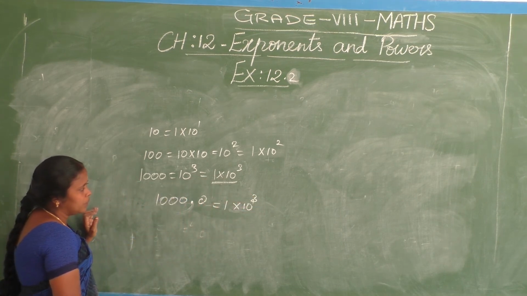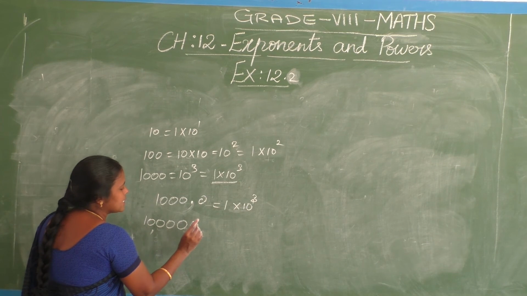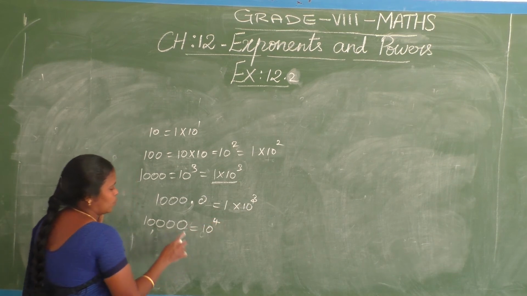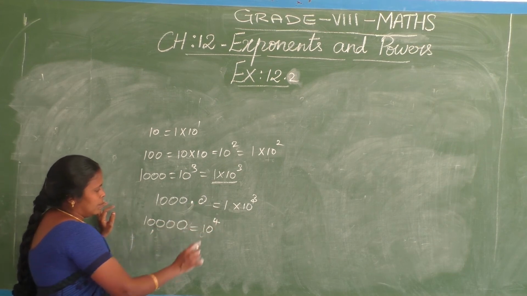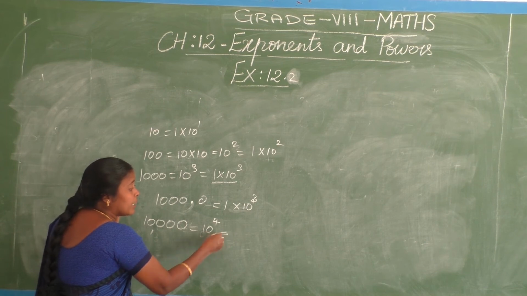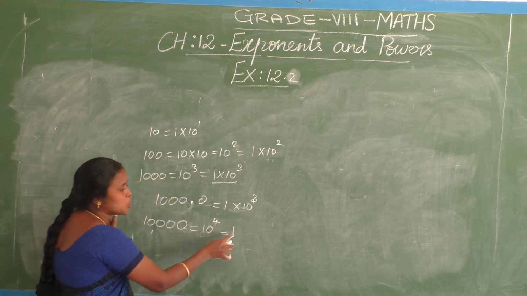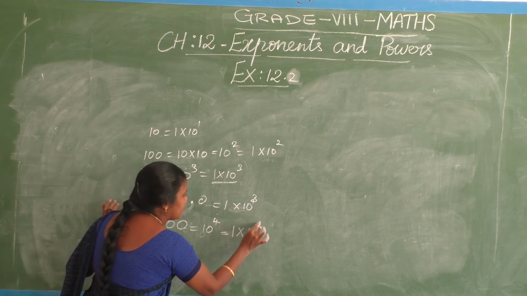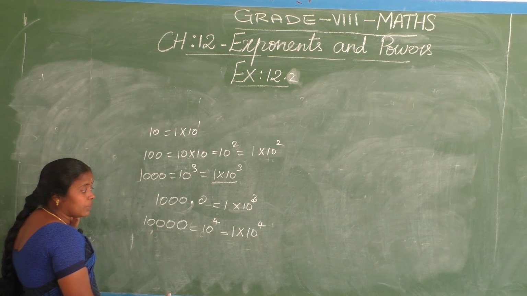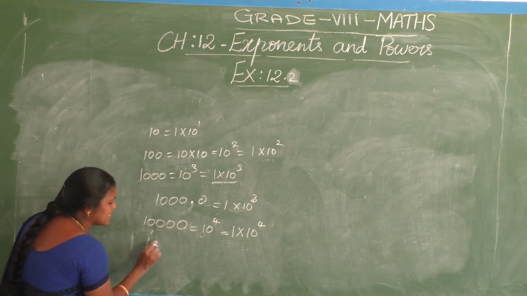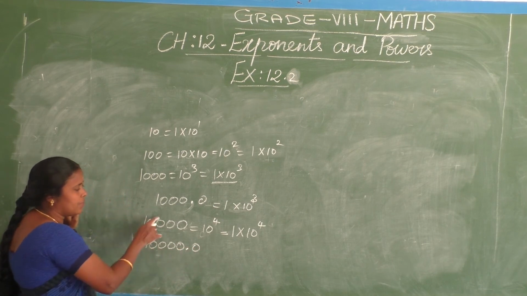Understood? See, one more number, 10,000. This can be written as 10 power 4, 10 into 10 only, 10 power 4. Clear? This 10 power 4 can be written in standard form. Standard form means any number times 10 power 4, no? So 1 is coming: 1 into 10 power 4. This is the standard form of the whole number 10,000. At that time, think where the point is. This whole number can be written in decimal like this, 10,000.0. This is the decimal notation of the whole number 10,000.